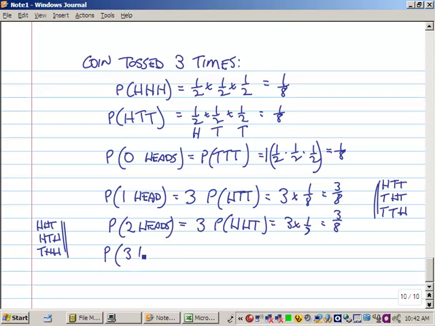Probability of 3 heads. It's like actually the probability of 3 tails. There's 1 way times the probability of that 1 way. Head, head, head. And again, we get 1 times the probability of that, which is 1/8. Okay.